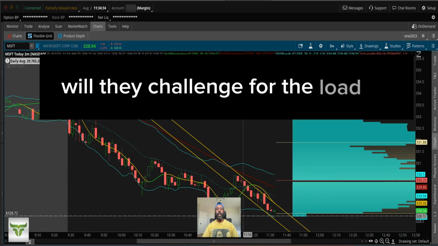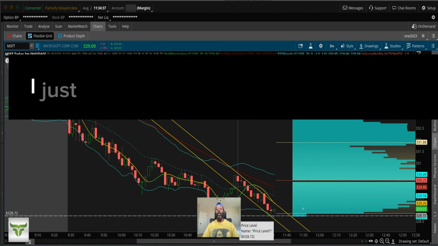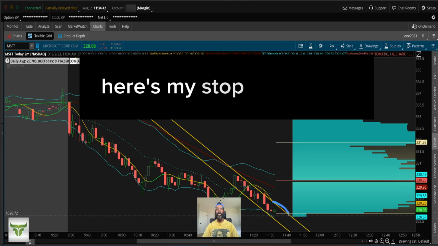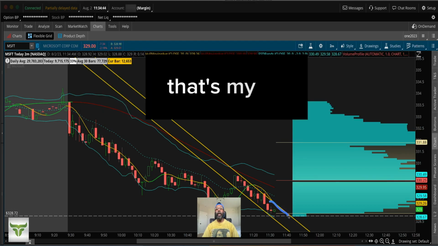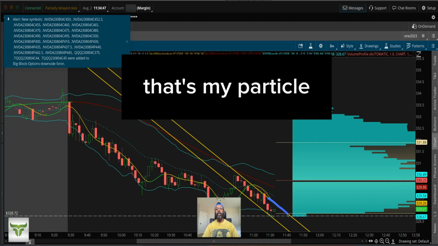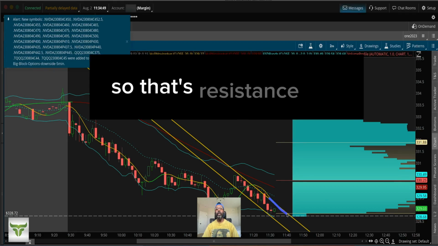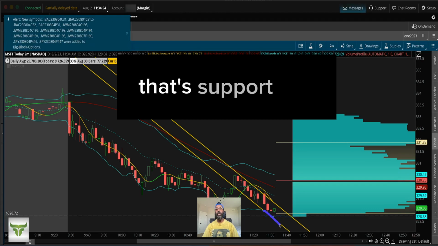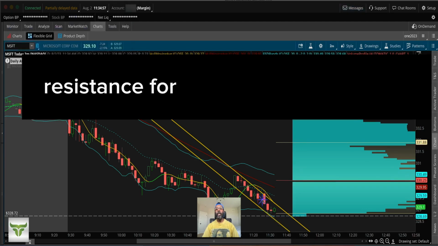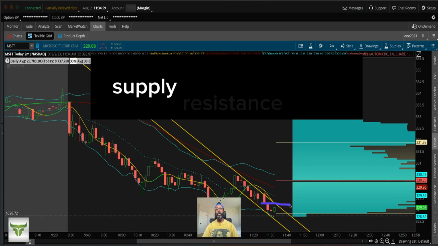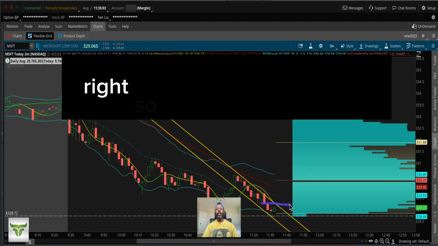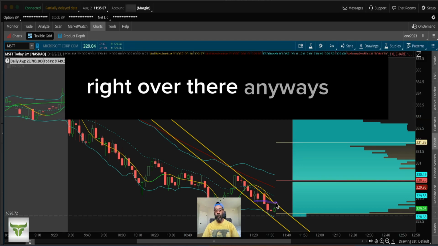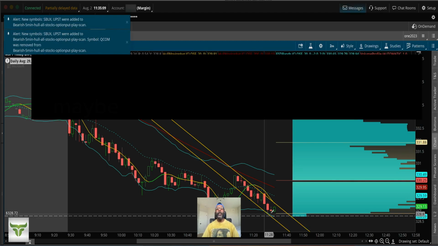Will they challenge for the low? I don't know. I just watch what the algorithms do, right? If I was in this trade right now, here's my stop right there. That's my vertical. That's my resistance. So that's resistance 1. This is support 1. That's support 2. Resistance for me would be right here. Resistance number 2. So that would be my out. I already would have got out right over there anyways, but maybe here I would have got out too.